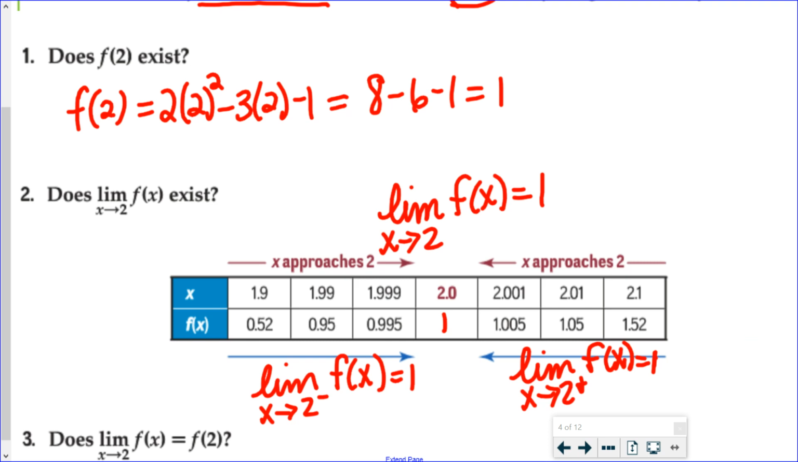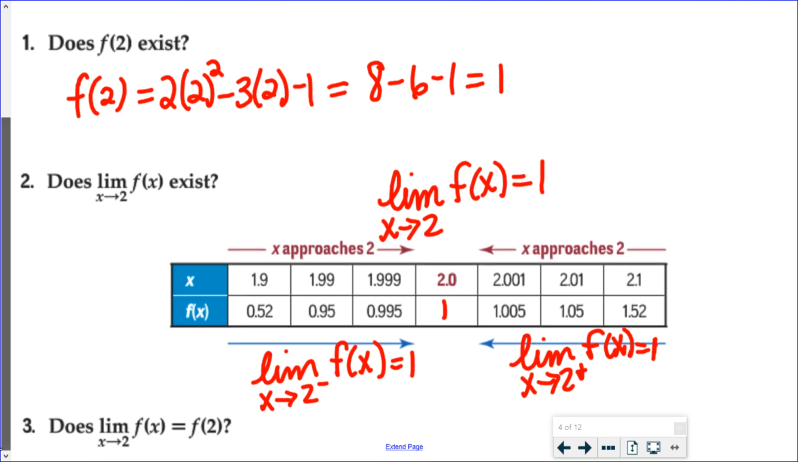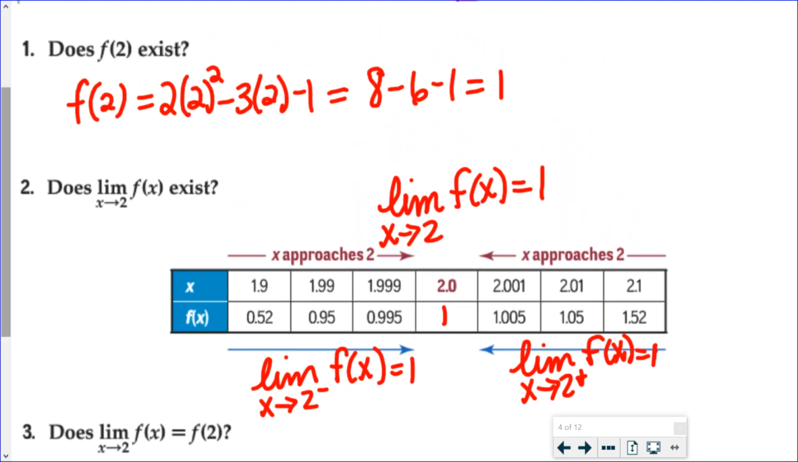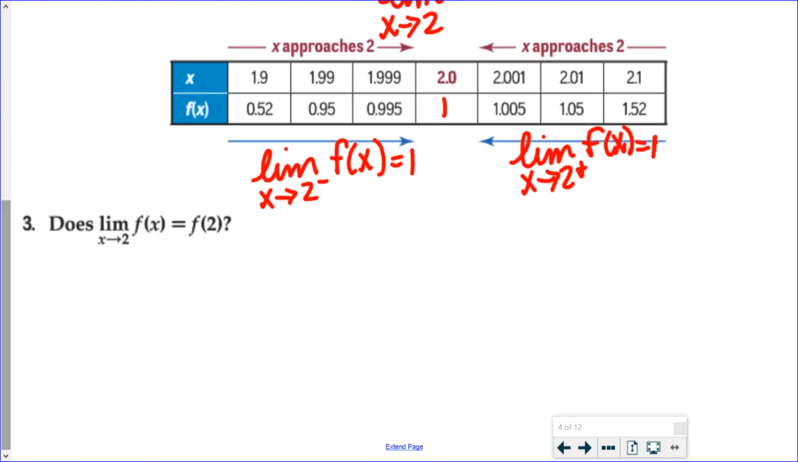All right. For number 3, this is the last part of my continuity test. So first, f of 2 had to exist. Then the limit as x approaches 2 has to exist. The last part is, do those two values equal each other? So we said f of 2 was 1, and we said the limit of f of x is equal to 1. So this is what we're going to write here.